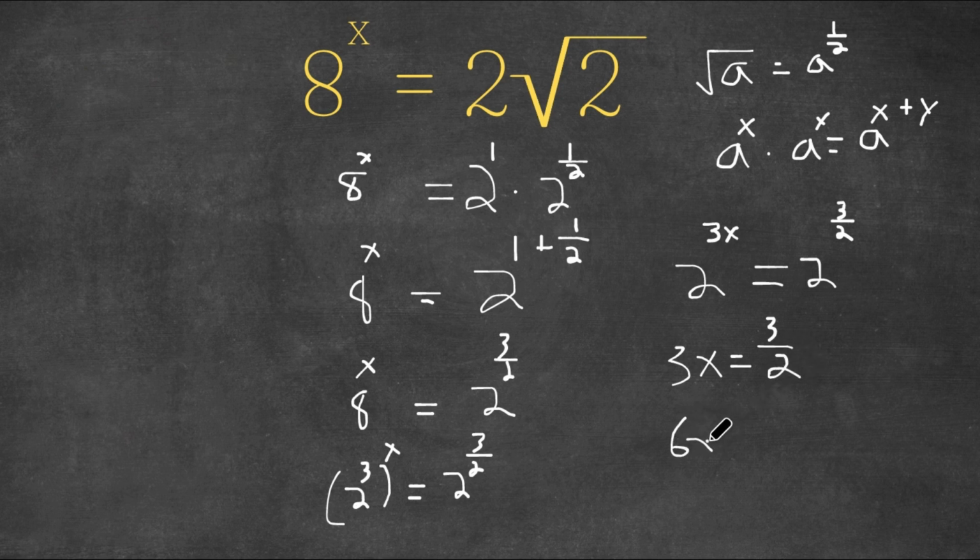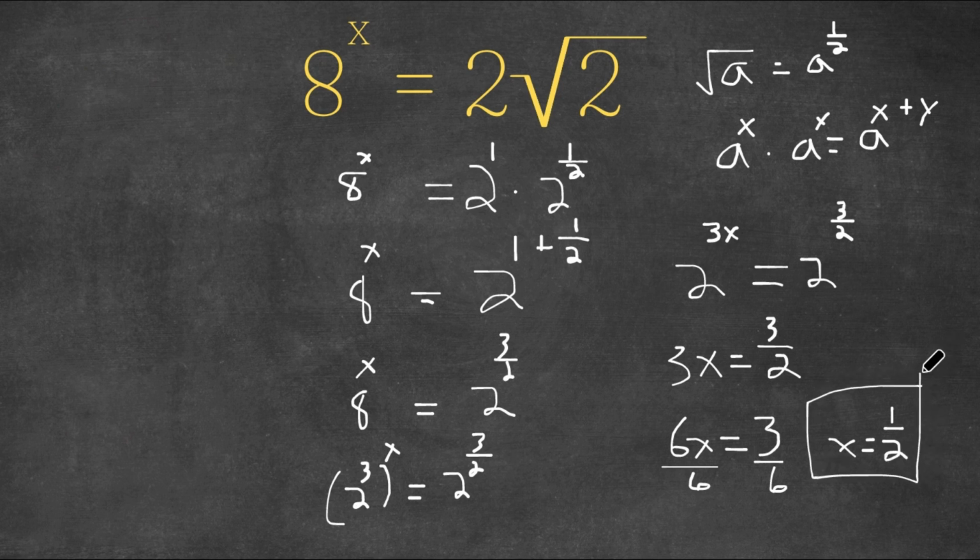So by doing that, we get 6x equals 3. And now we have to isolate x, so we're going to divide by 6 on both sides. And we get x equals 3 over 6, which is equal to 1/2. So x equals 1/2, and that is our answer.